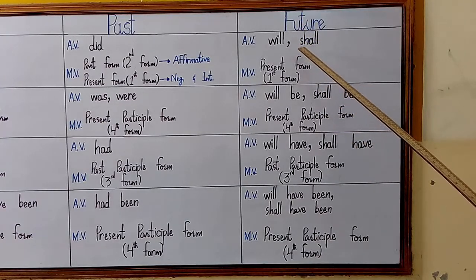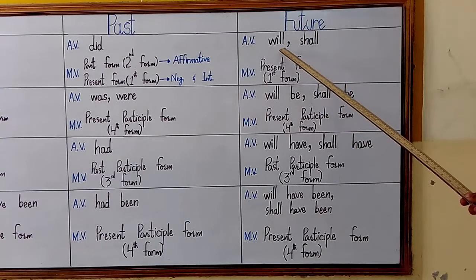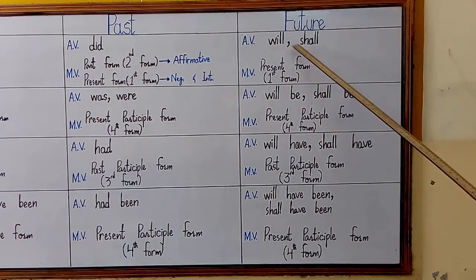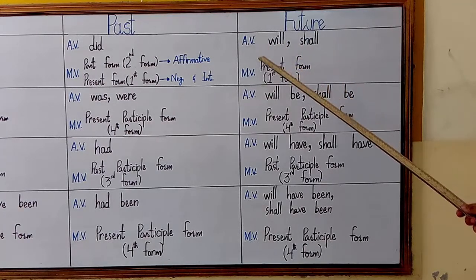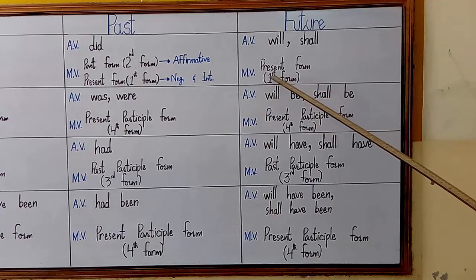Now look at future simple. In future simple, we use will or shall as auxiliary verbs, and we use present form, which means first form of main verb.